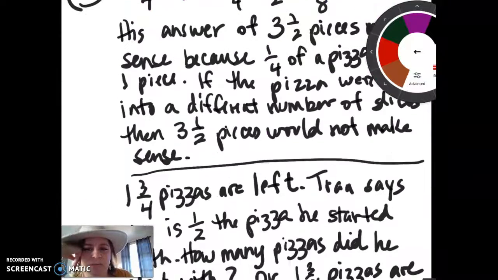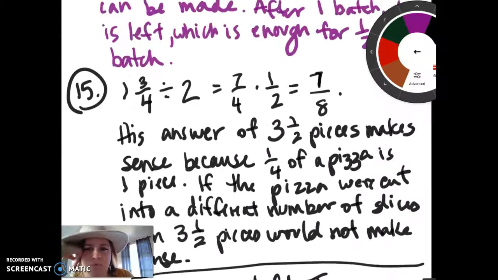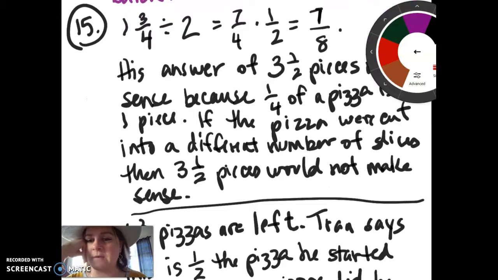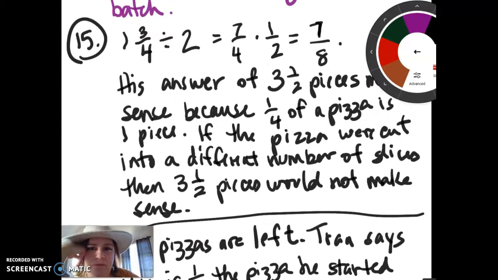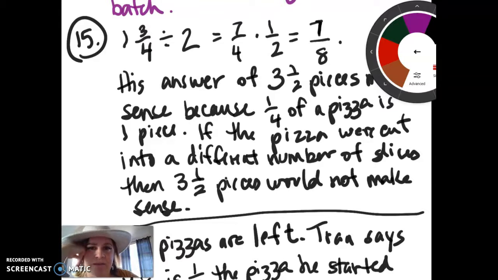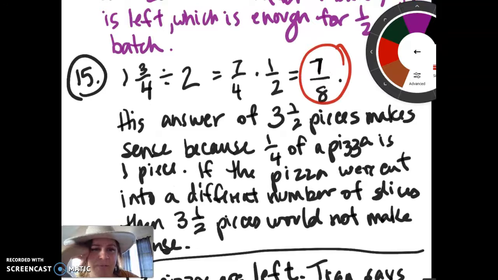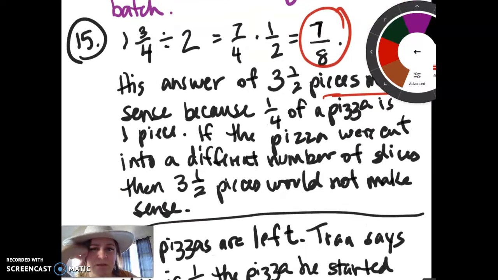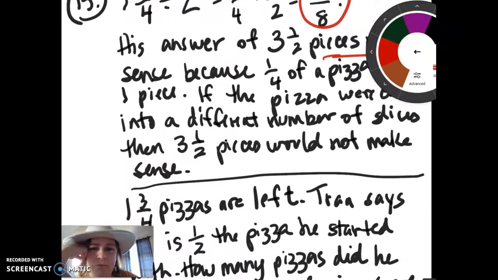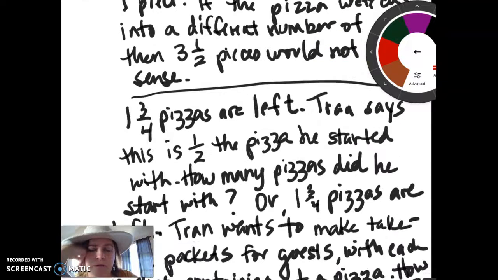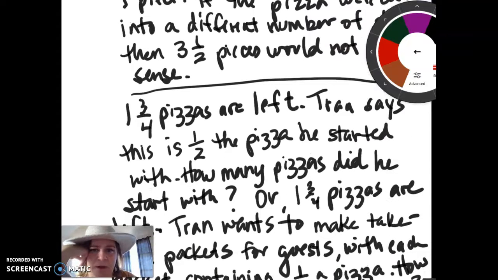I picked this one out just because it's a pretty common place to reveal some misconceptions that you might be having. All right, so 1 3/4 divided by 2 is going to give us 7/4 times a half, or 7/8. So his answer of 3 1/2 pizzas makes sense to him because 1/4 of the pizzas is one piece, and if the pizza were cut into different numbers of slices, then 3 1/2 pieces would not make sense. So I'm hoping that makes sense. You might want to go back to that diagram.